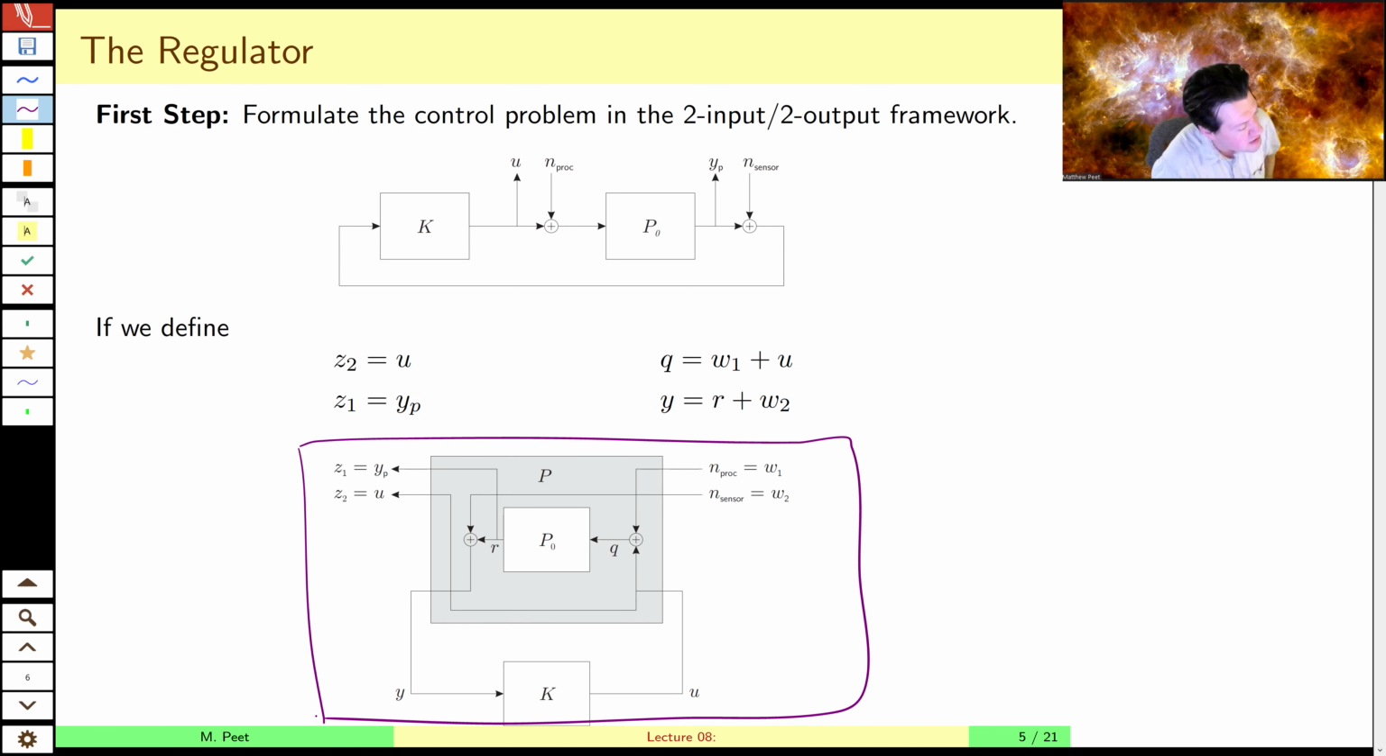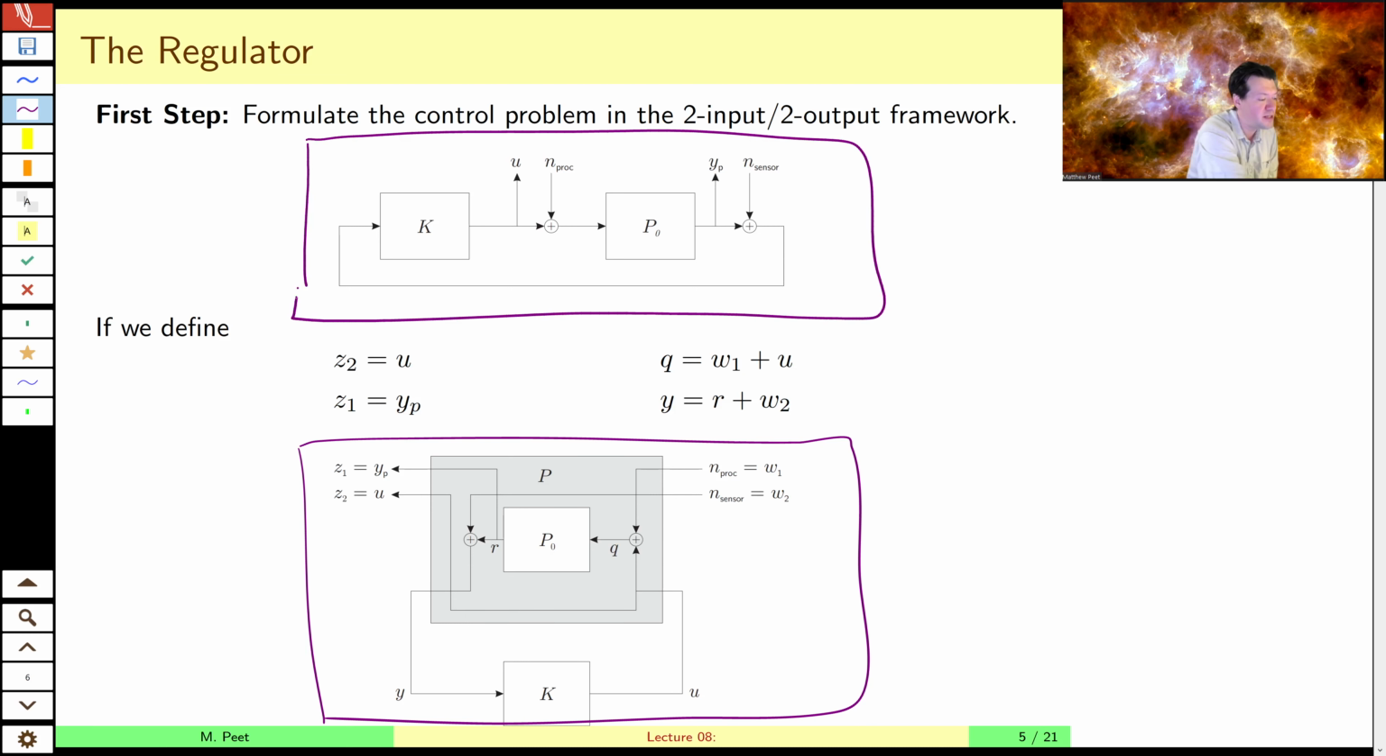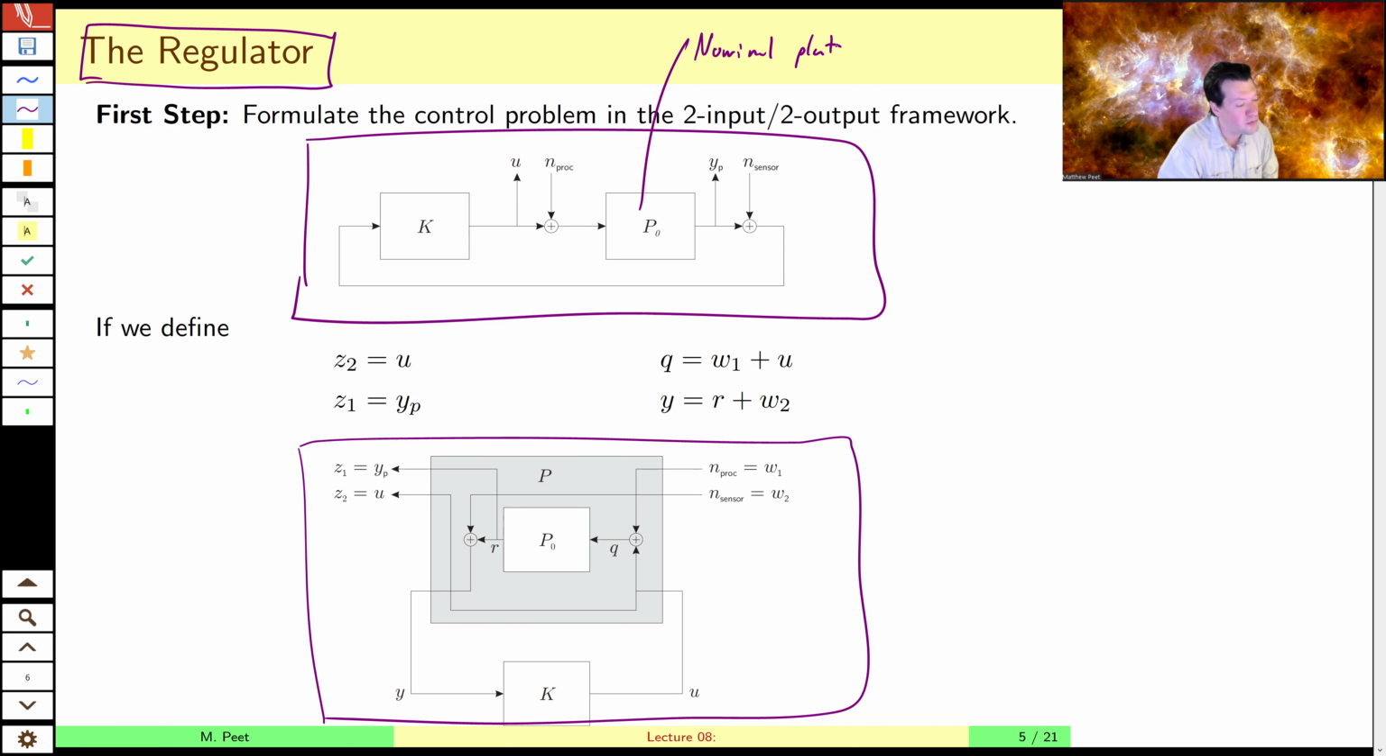Right. So let's take one of, well, three sort of common formulations of the control problem and show how this works. We write our control problem this way because this is how people generally write it. This is the regulator problem. We have a nominal plant, P0, and the goal is to design a controller which makes the output of the nominal plant go to 0.